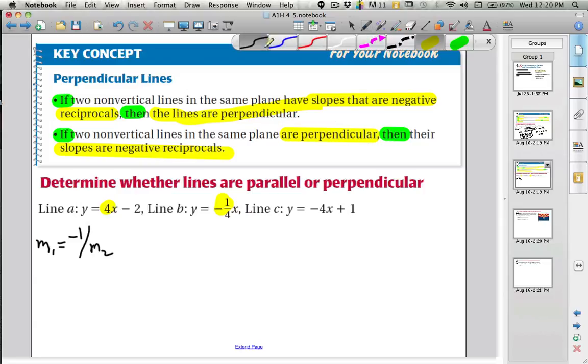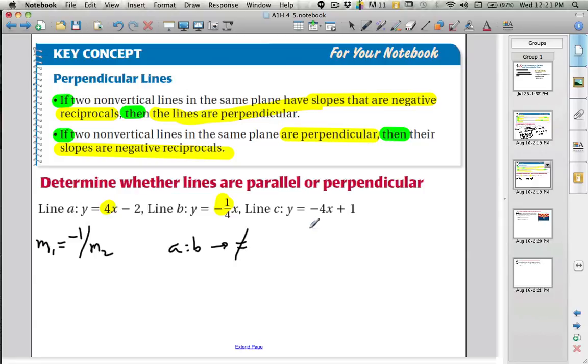Right? No. So A to B, they are not parallel. Are they perpendicular? Sorry, that's really not the way I should have written it. That's really not equal to. They are not parallel. Okay, but their slopes are negative reciprocals, so they are perpendicular.